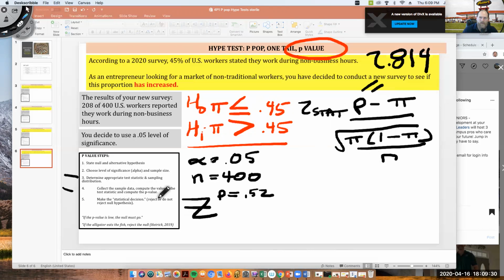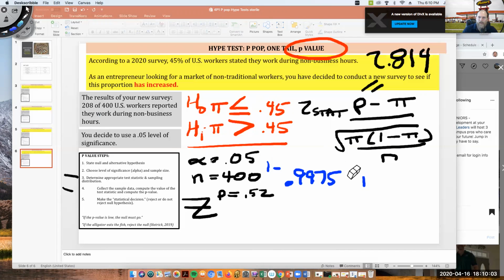Compute the p-value. Remember, with the p-value, we have one of a couple ways. We can use an Excel function, or we can go to the z-table. All right, let's assume we go to the z-table. We're going to get 0.9975. We know we need to do a 1 minus on that.